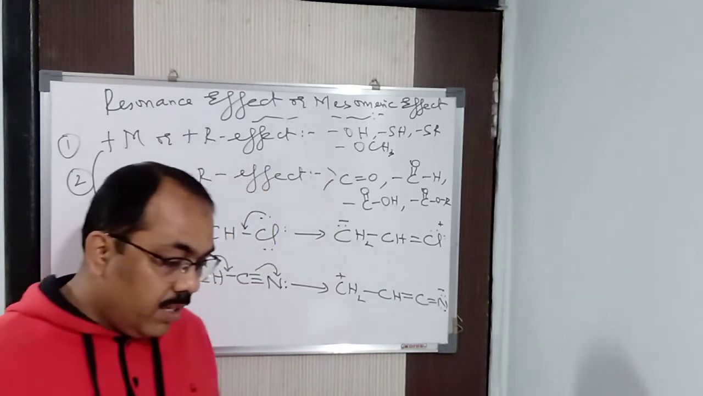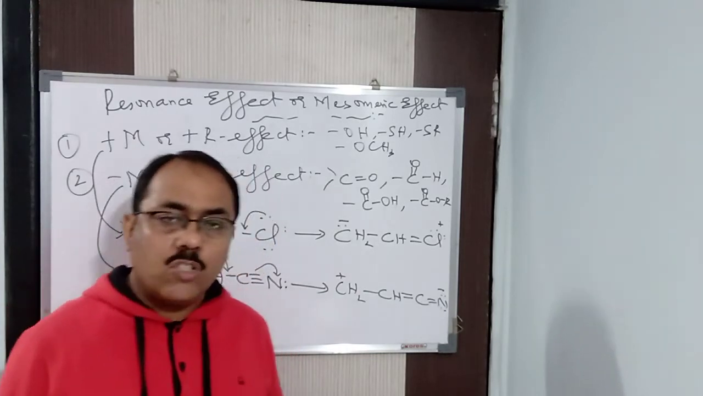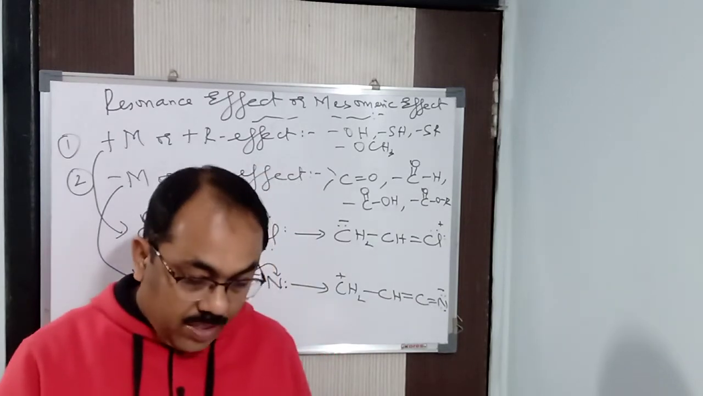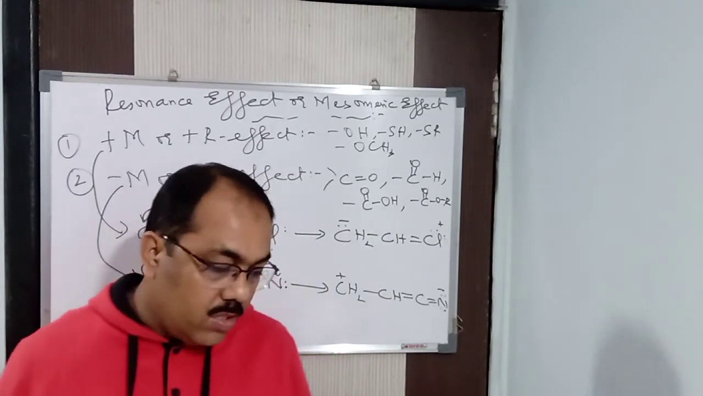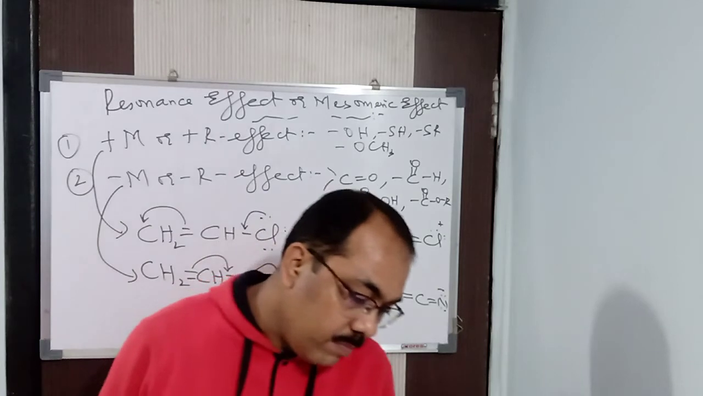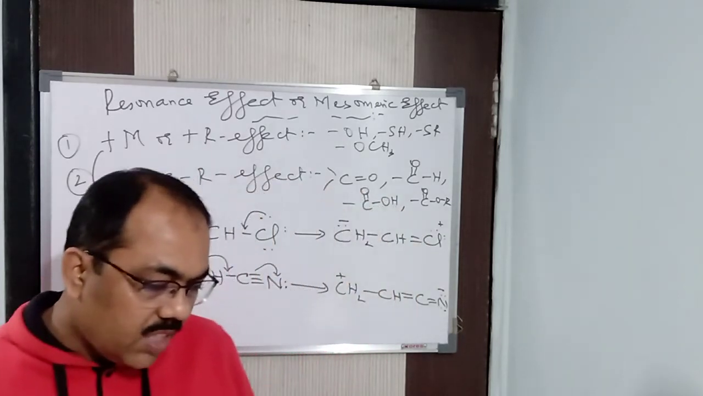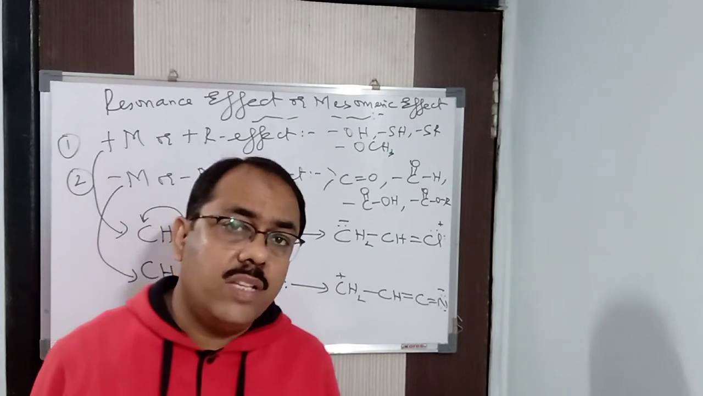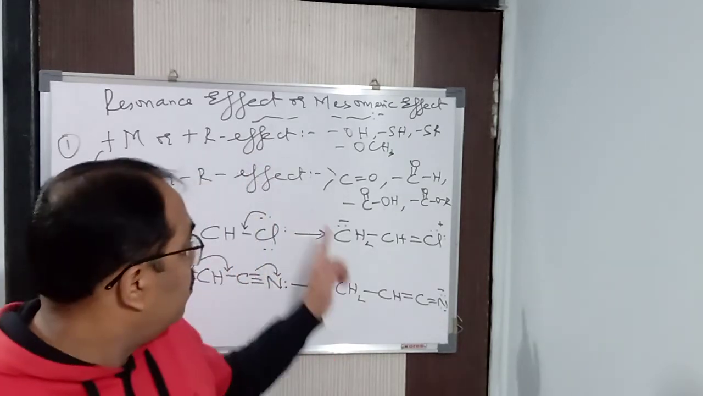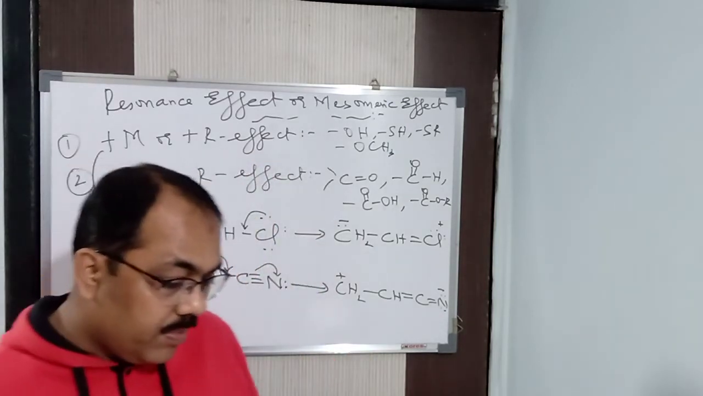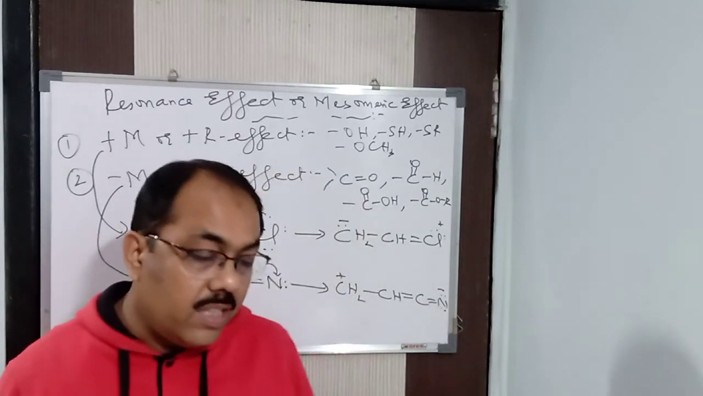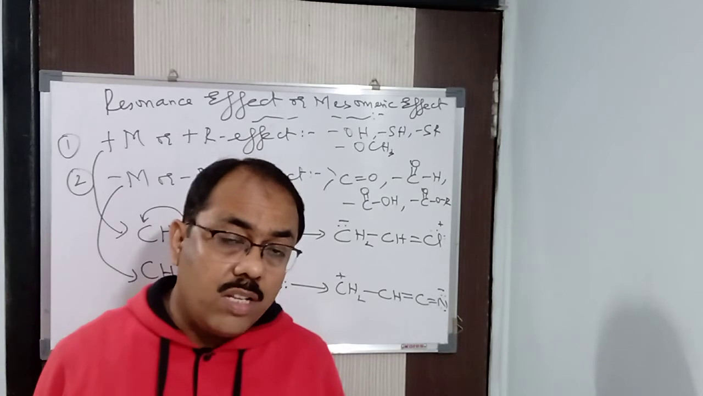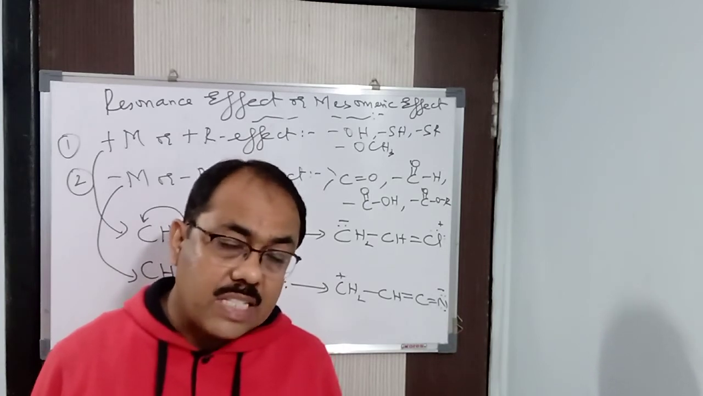Alright, in this way. Now the difference between the mesomeric effect and the resonance effect is that resonance effect we have already studied in chemical bonding, I have taught you. Mesomeric effect is based upon chemical considerations, but resonance effect is completely theoretical. It exists only on pen and paper.